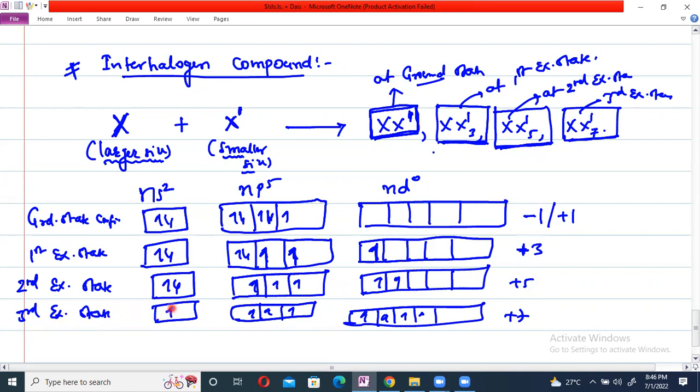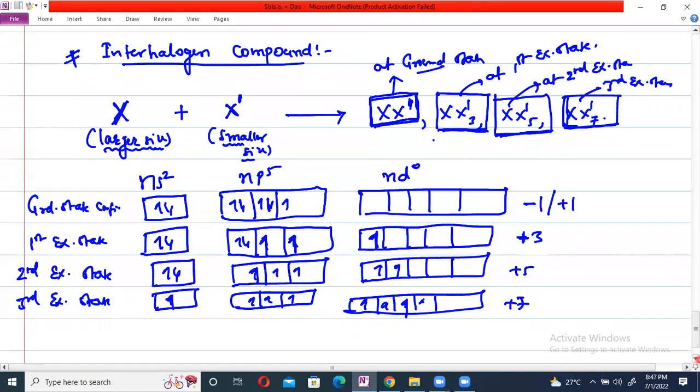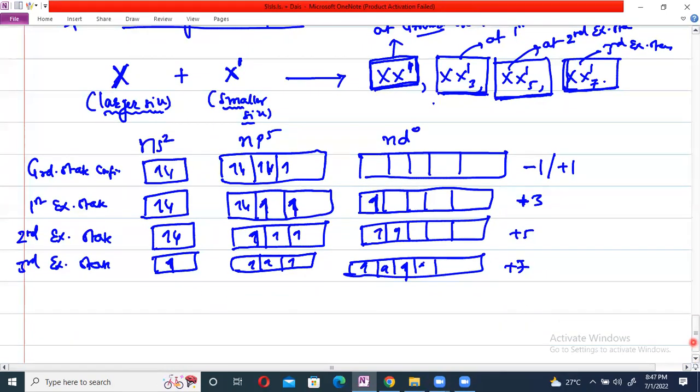And in third excited state, one of the electrons from s orbital gets excited to the d orbital. Total number of unpaired, how many? 7 are there, and hence it can form the compound XX7. So they can ask you in the exam, XX7 is a compound obtained at which excited state? So answer is, it is at the third excited state.